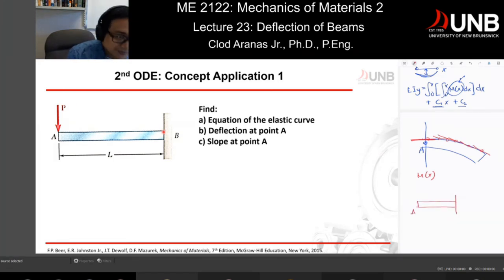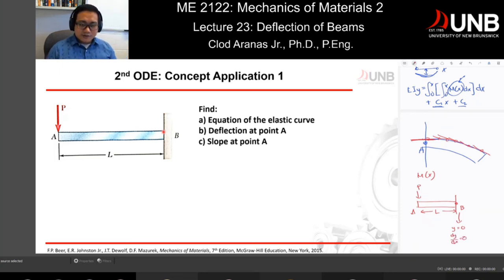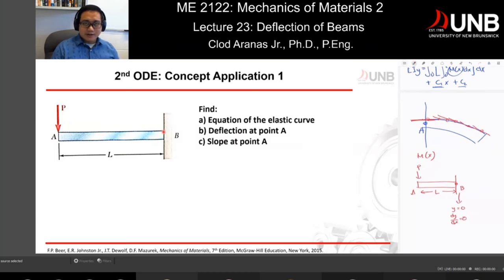So we have A, you have B, you have L, and you have force P. And you know at this point B, based on your boundary condition, y is equal to 0 at this point. And you also know that your dy over dx is equal to 0. Before solving any problem, the most important thing is putting a reference axis.